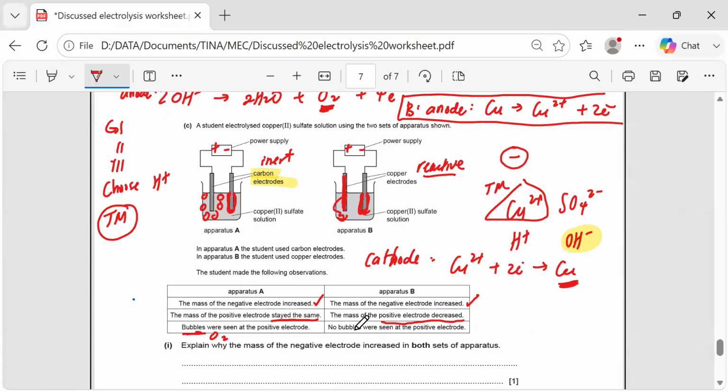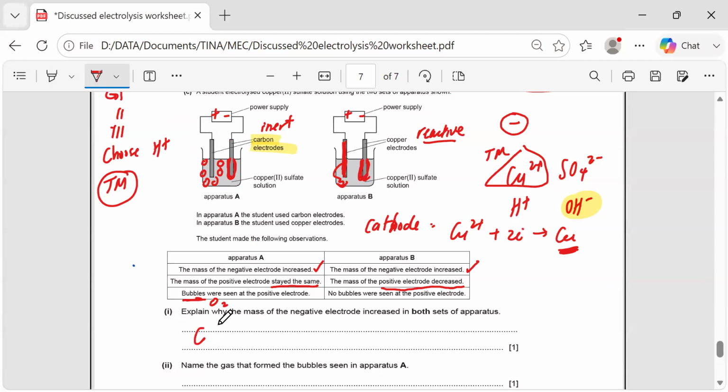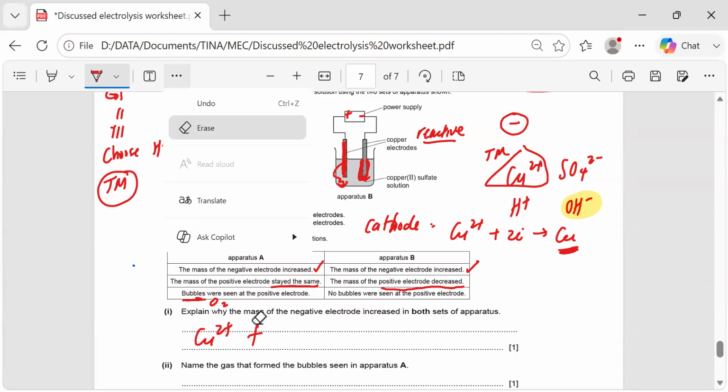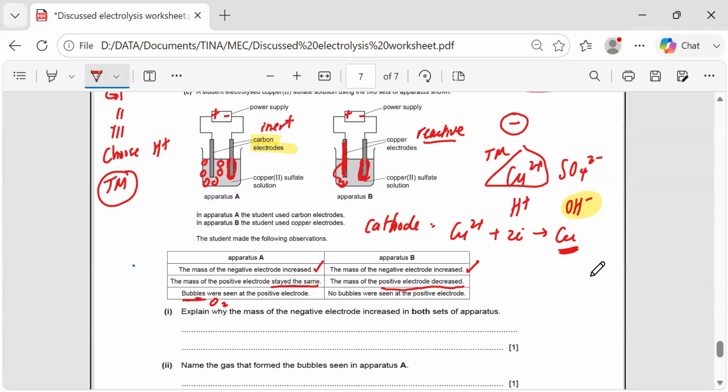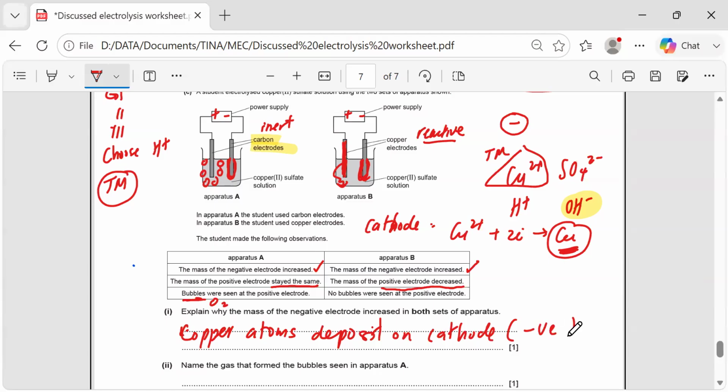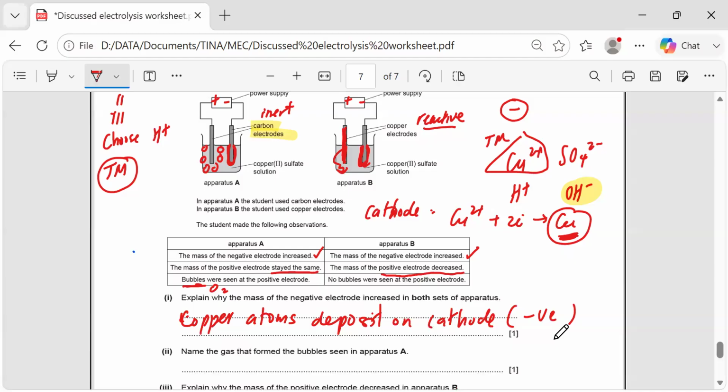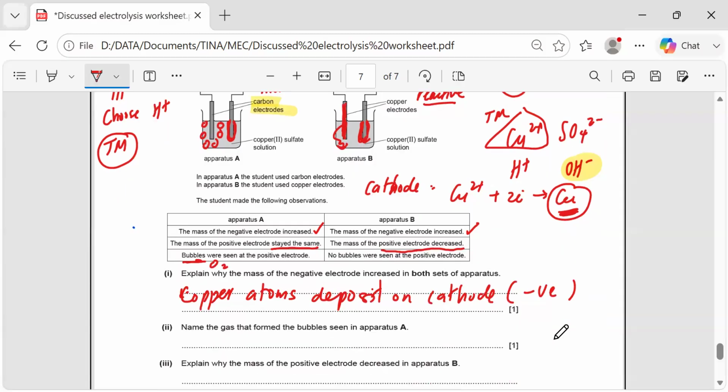Explain why the mass of the negative increased in both apparatus. Copper ion receives electron to form copper. Or you can say, you don't need to explain the whole thing. You just have to say copper is formed, right? So copper atoms deposit on cathode or on negative electrode. You just have to mention that copper atoms are formed there. That's why it increases in size, because it is only one mark question. Name the gas formed as bubbles are seen. Oxygen.